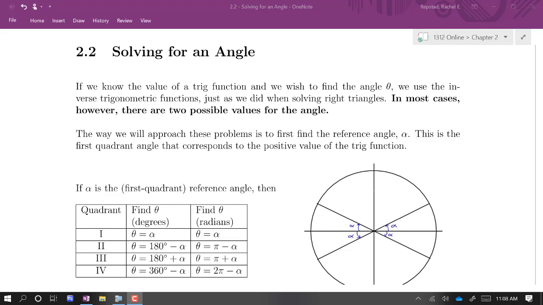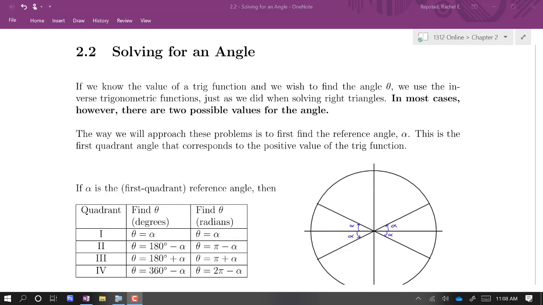All right, so we're going to focus on how we solve for an angle in this section. And if we know the value of a trig function and we want to find the angle theta, then we use the inverse trig functions. And we did that in the first semester. We did that a lot when we were solving right triangles.